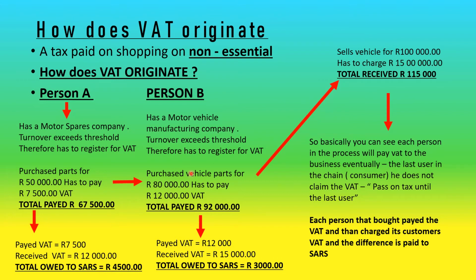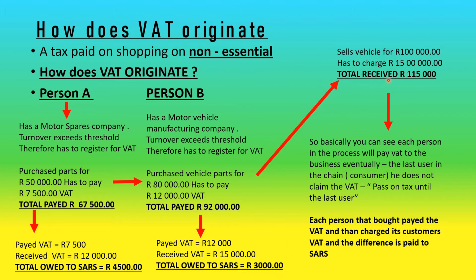Back to person B. Person B paid the VAT of 12,000. He then went on to sell the vehicle for 100,000 and he charged 15,000 Rand. So then he received a total of 115,000 Rand, including 15,000 Rand for VAT, right? So remember, he paid 12,000 Rand to person A. He received 15,000 Rand for selling it to somebody else, which gave him a total difference of 3,000 Rand VAT that he still needs to pay SARS.